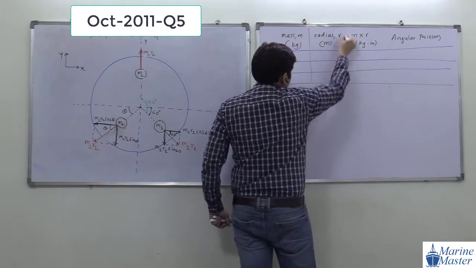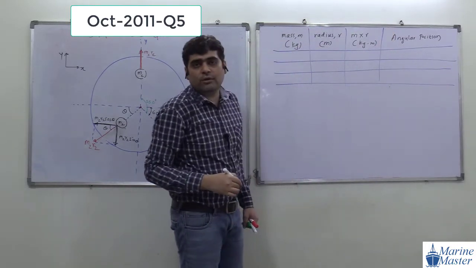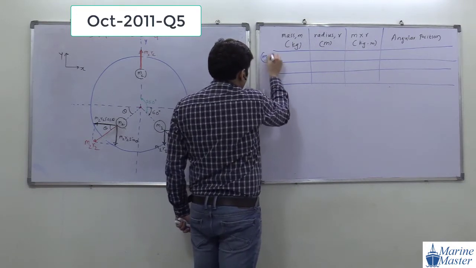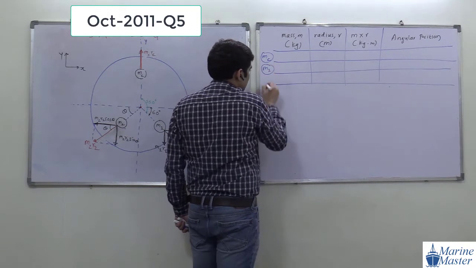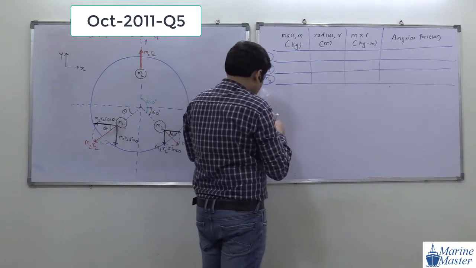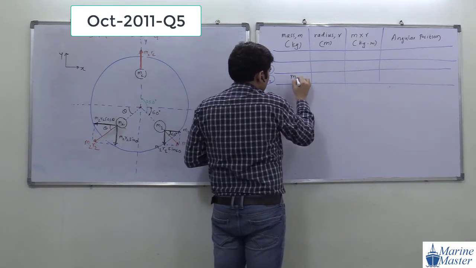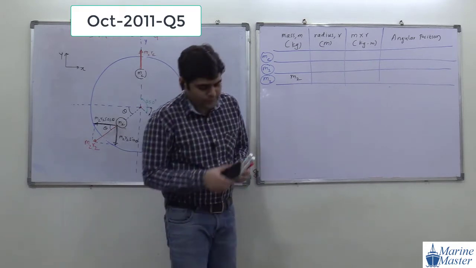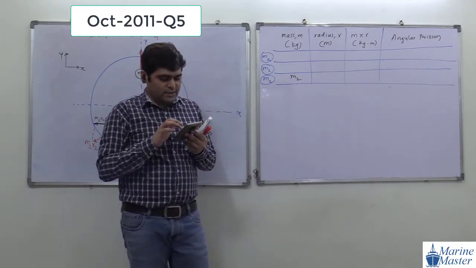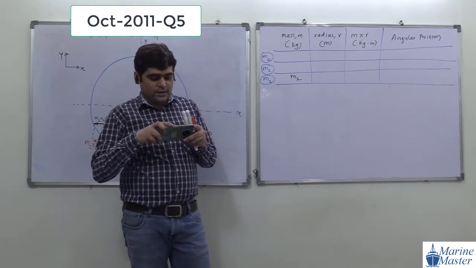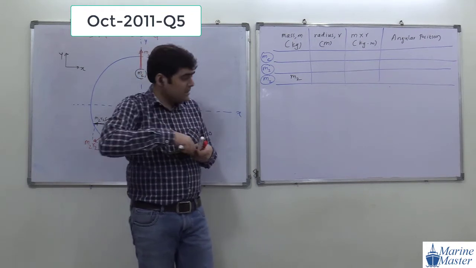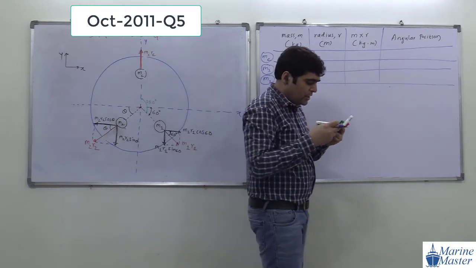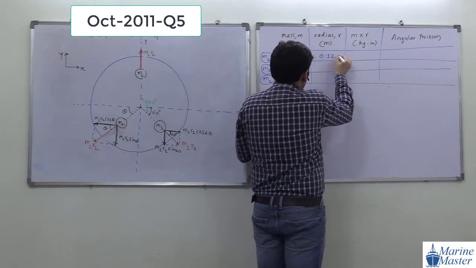So how many masses do we have here? 3 masses. First mass is the casting, MC. Second one is M1, the first balance mass. And third one is M2, which is unknown to us. What is the mass of the casting? They have given us in the question: 20 kg. At how much radius? 120 mm, which means 0.12 meter.